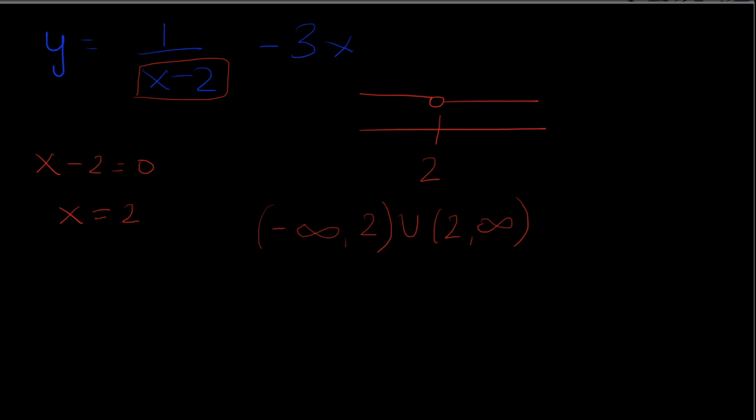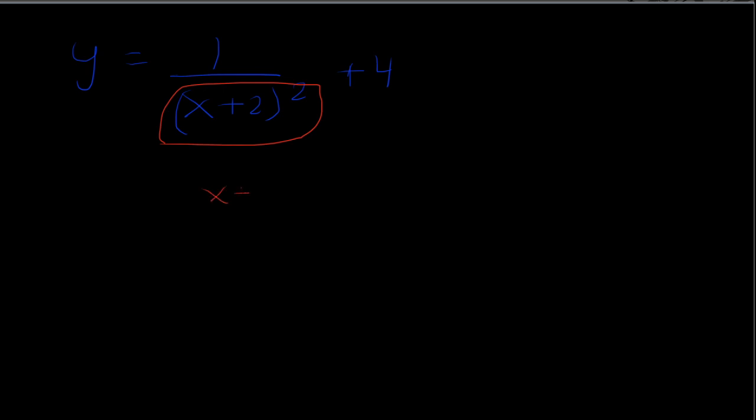Next example, given y equals 1 over x plus 2 squared plus 4. Here the worry is dividing by 0. So we want to look at when x plus 2 squared is equal to 0. If we square root both sides, we get x plus 2 is 0, and x equals negative 2. So it's going to be all points except negative 2. We can write it like this.